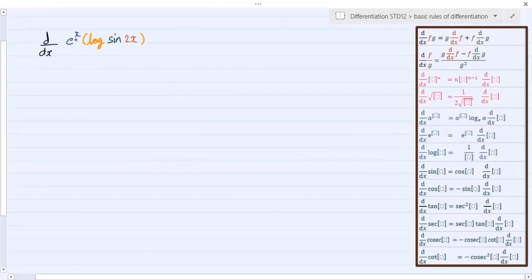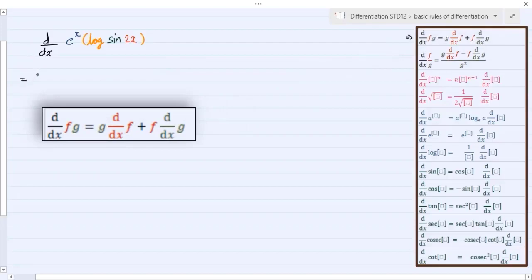Here we have to differentiate e raised to x into log sin 2x. First of all, you should understand that we have multiplication of e raised to x and log sin 2x. So initially we have to apply the multiplication rule. In the multiplication rule, your e raised to x will be as it is. Differentiation of the second term, which is log sin 2x, plus your second term will be as it is. So let's say log sin 2x will be as it is. We just have to differentiate e raised to x.